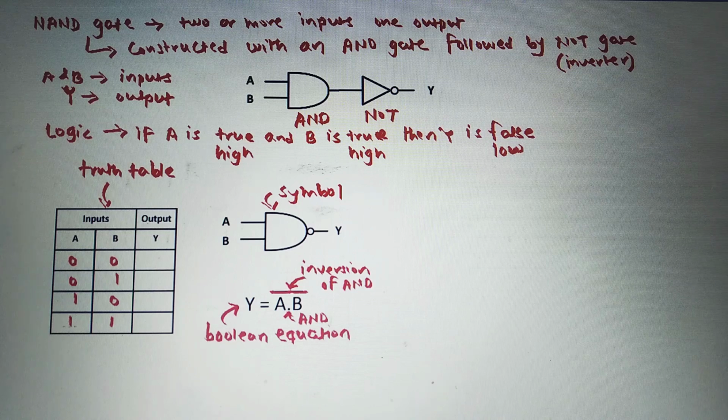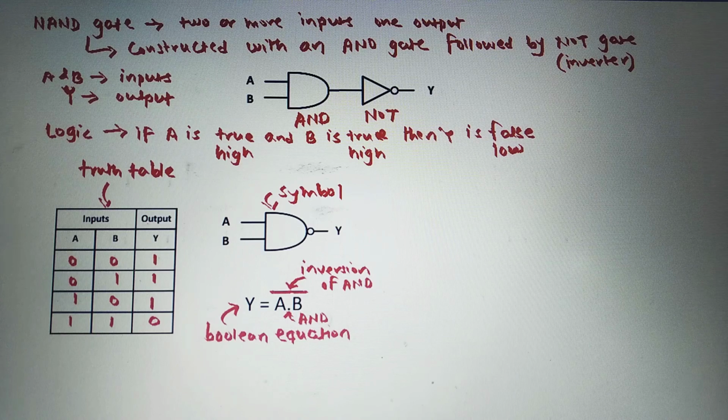So see here in the 4th combination, that is A is 1 and B is 1. That means A is high, B is high, then the output Y is low. That means it is 0. And if one of the inputs, that means either A or B, is low or both the inputs are low, then the output of this NAND gate is high.